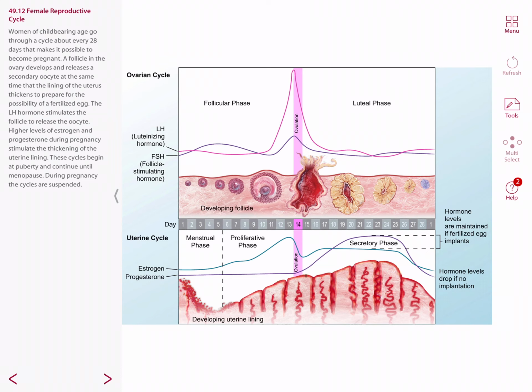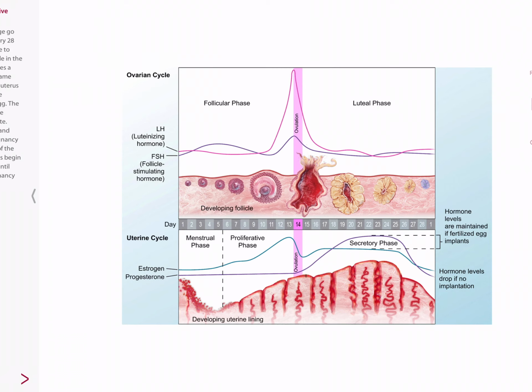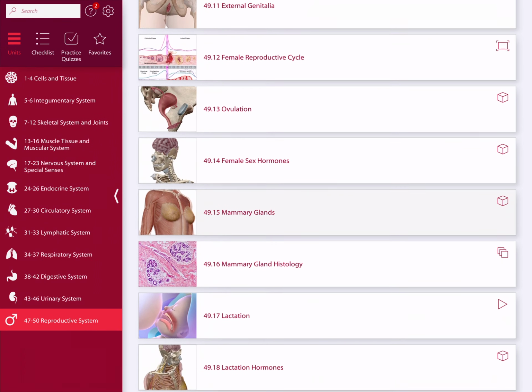And this is much the same way as how birth control works, is we just basically stay in that secretory phase, and we never get back to the menstrual and the proliferative phase of the uterine cycle. That is about all I will go over.